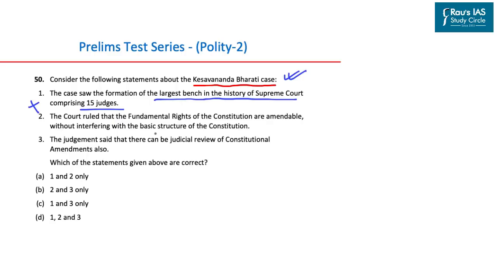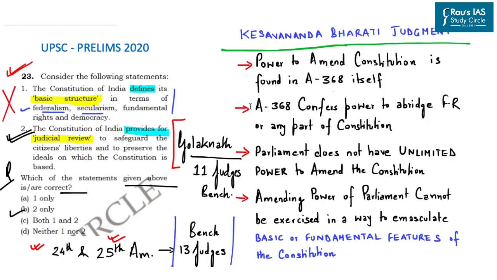Second, the court ruled that fundamental rights of the Constitution are amendable without interfering with the basic structure of the Constitution. Now, this statement becomes problematic because we not only need to know what are the important concepts which have been included in the basic structure, but also whether fundamental rights can be amended under Article 368 of the Indian Constitution. So, in this regard, let us go through some of the important provisions of the Kesavananda Bharati judgment.